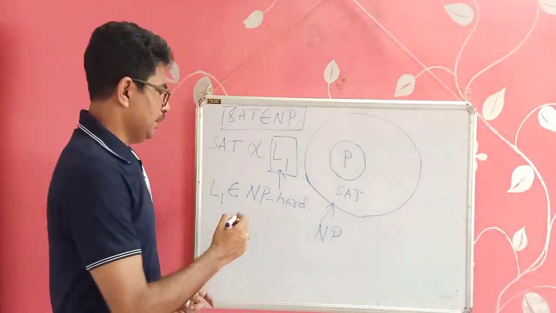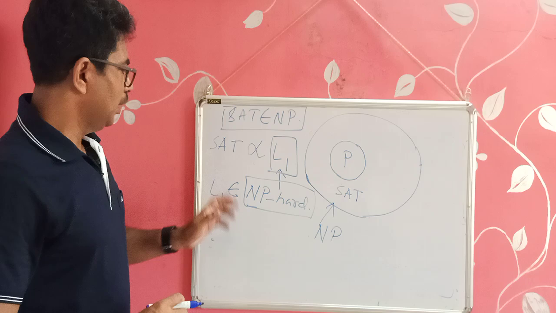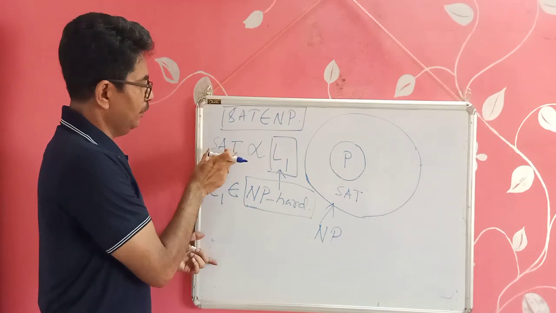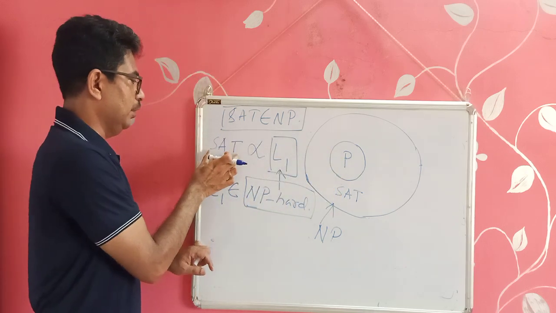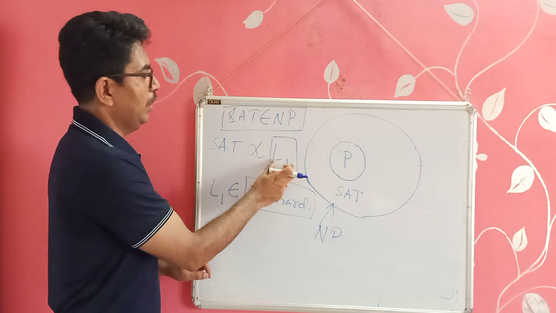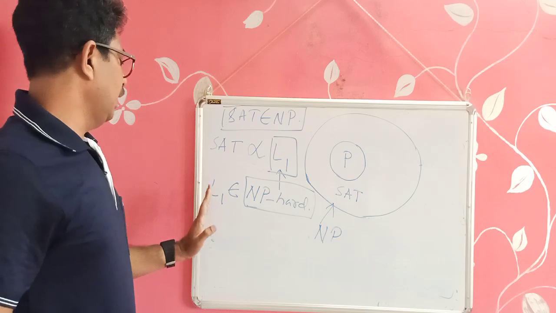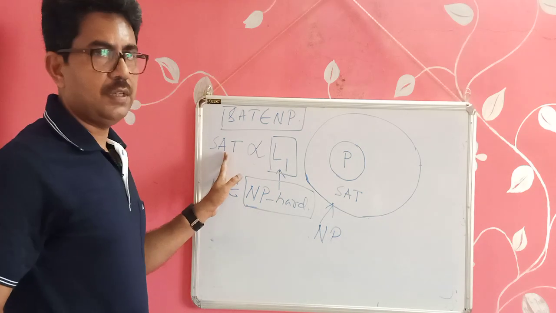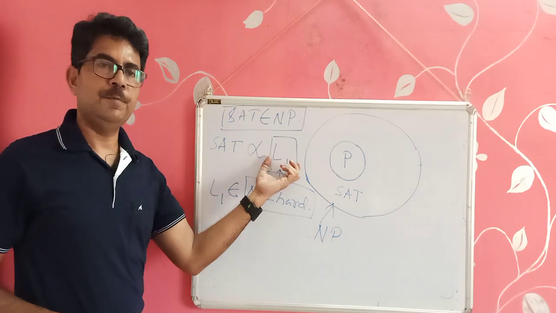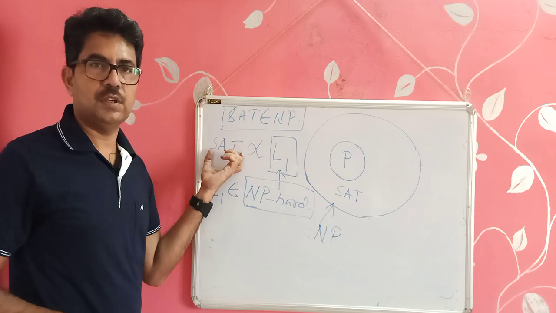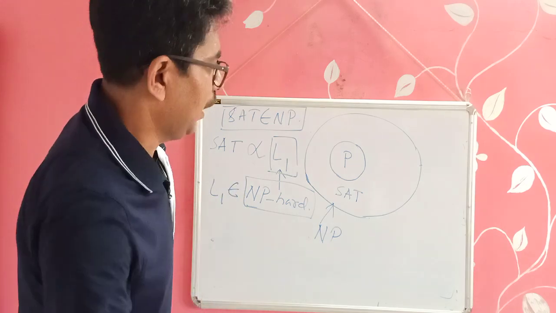So what is this NP hard? This class says that if we have a solution for set, meaning a deterministic polynomial time algorithm for set, immediately we will have the solution for L1. So we can say that L1 is as hard as set. If we have a solution for set, we have a solution for L1. If we have a solution for L1, we have a solution for set. So we say that this is the NP hard class.